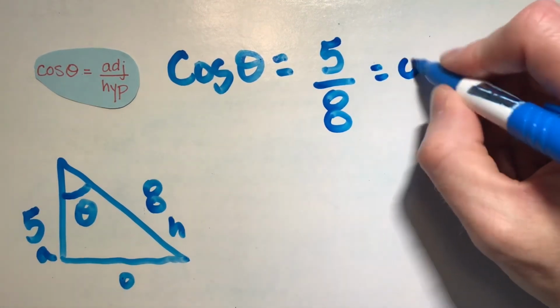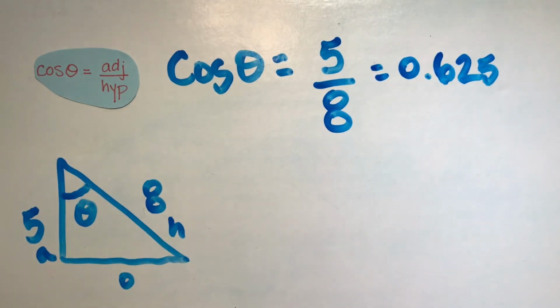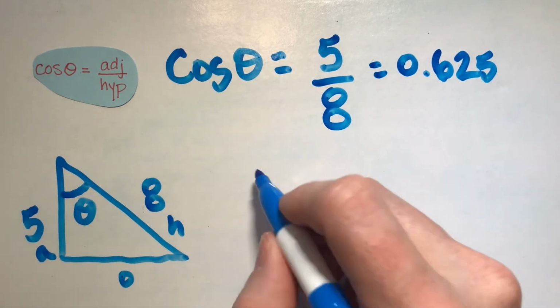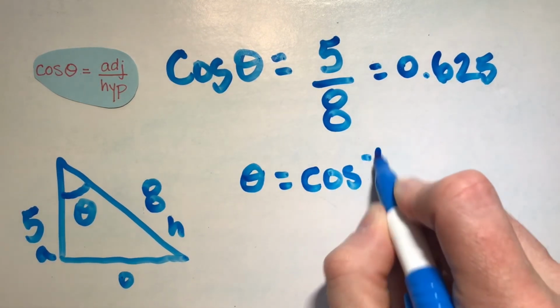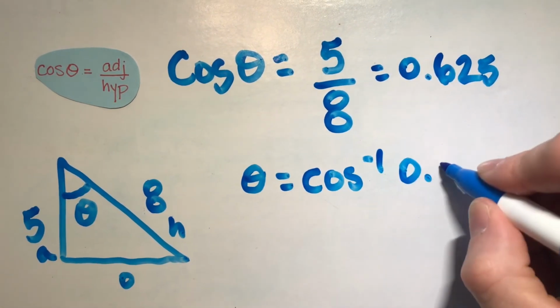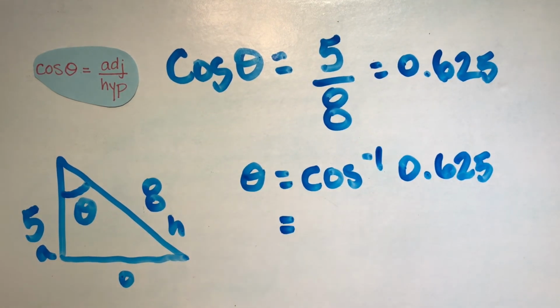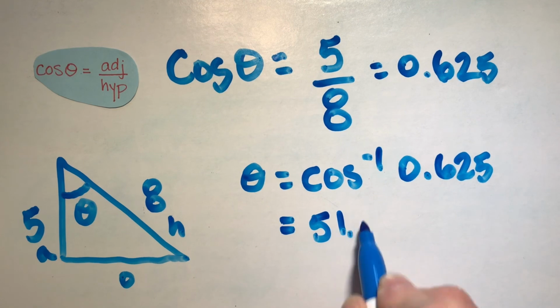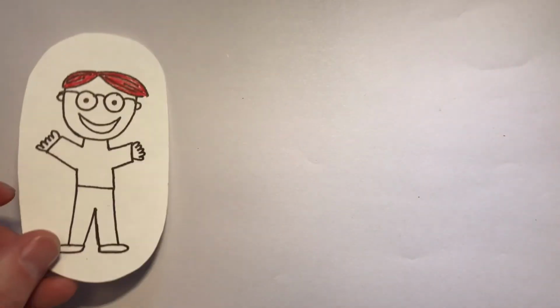Now we could just solve this fraction, which is the same thing as 0.625. Now it's not the cos of our angle that we want, it's the actual angle. So this is the time where you're going to have to do the second function, which is the inverse cosine of 0.625. And that's going to spit out an answer somewhere in between 0 and 90 degrees. And our answer here, 51.3 degrees, which is less than 90 degrees, so that makes sense.